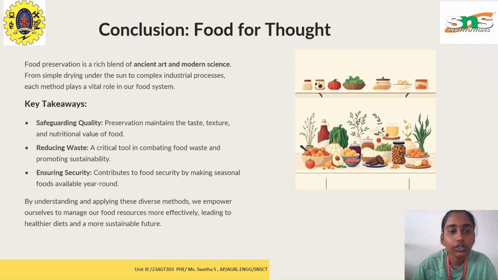So I conclude that food preservation is a rich blend of ancient art and modern science. In this PPT, we have covered food preservation, its methods, and its application in our daily needs.